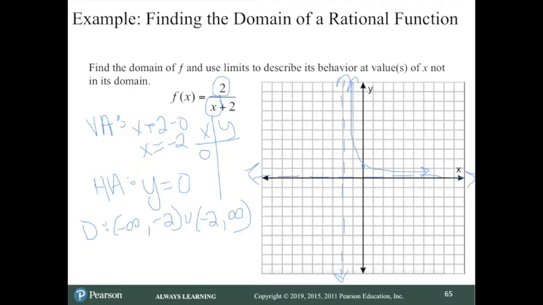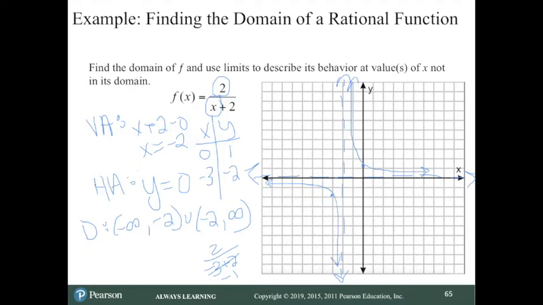Okay, so we found the right arm. We need to find the left arm. So we need to test a number that is less than -2. I'm going to choose -3 just because that seems like it would be the easiest. So I chose -3: 2 divided by (-3 plus 2). -3 plus 2 is -1. So that gives me -2. At -3, we're at -2. So that tells me that the left arm of our graph goes out and up and then out and down. And so we have our graph here.